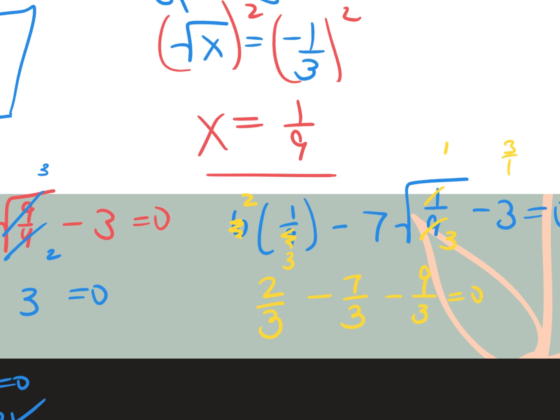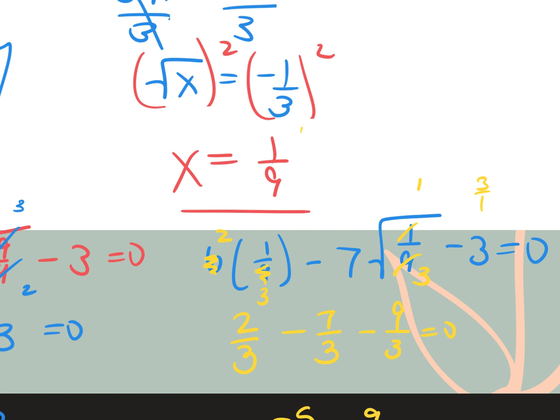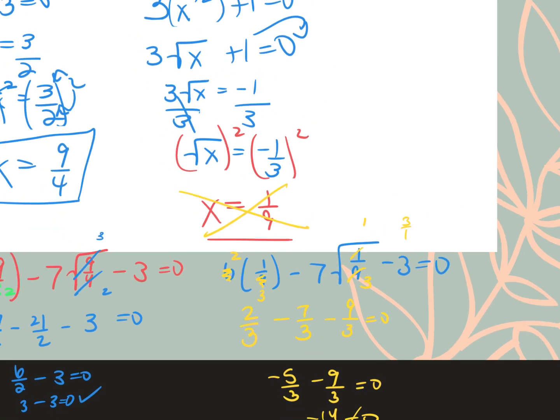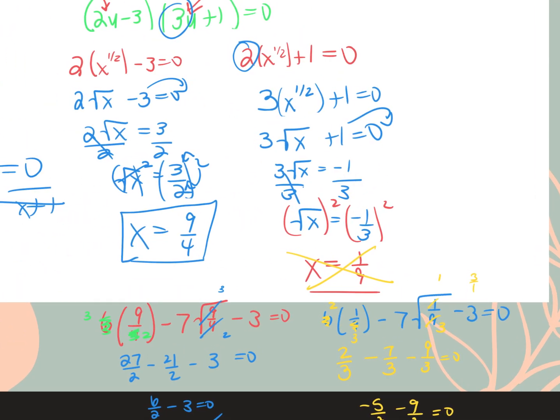So 2 minus 7 is negative 5 over 3, minus 9 over 3, gives me negative 14 over 3 equals 0. Is that a true statement? No. That means this, x equals 1/9, is not a valid answer. So in this case, we did all that work and we found out that x equals 9 over 4 is our answer. All right, go to the next slide.